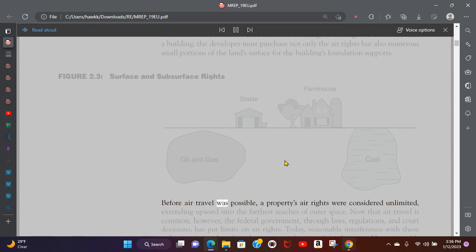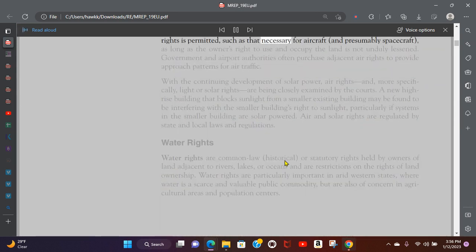Before air travel was possible, a property's air rights were considered unlimited, extending upward into the farthest reaches of outer space. Now that air travel is common, however, the federal government, through laws, regulations, and court decisions, has put limits on air rights. Today, reasonable interference with these rights is permitted, such as that necessary for aircraft, and presumably spacecraft, as long as the owner's right to use and occupy the land is not unduly lessened. Government and airport authorities often purchase adjacent air rights to provide approach patterns for air traffic.